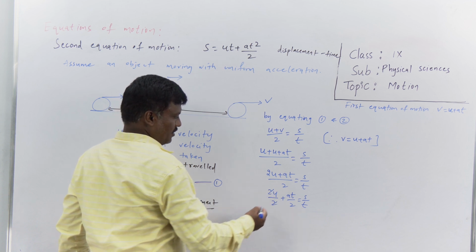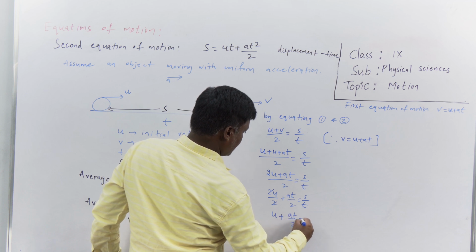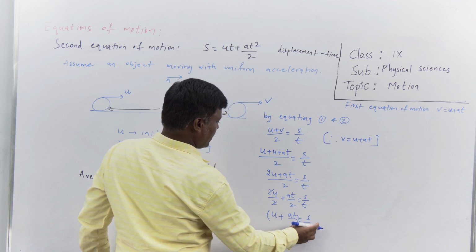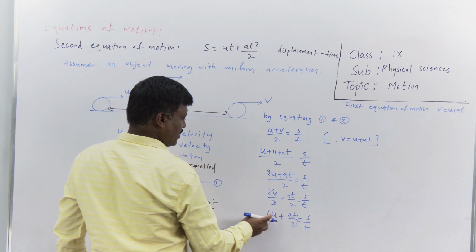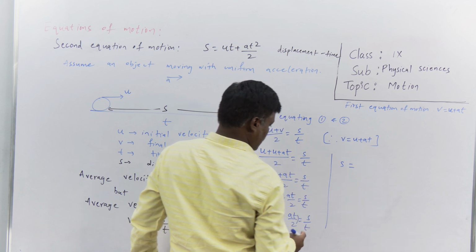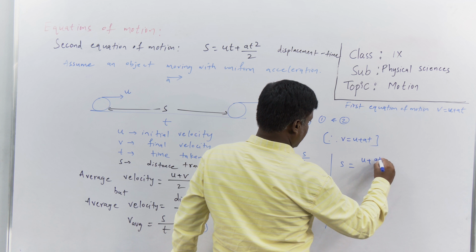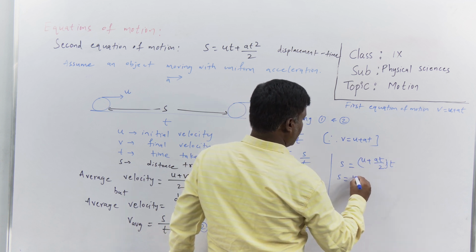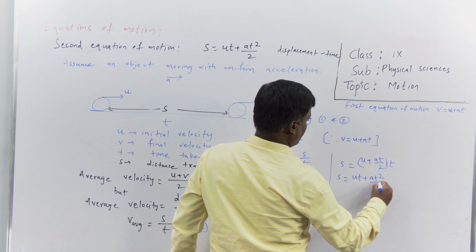2 get cancelled. Now the remaining (u plus at)/2 is equal to s by t, right? Now I am transposing these two from RHS to LHS. Then this 2, which is dividing s, multiplies (u plus at)/2. Then I write this as s is equal to t comes towards LHS and multiplies (u plus at)/2 into t. s is equal to u into t, ut, plus at into t, at square by 2.